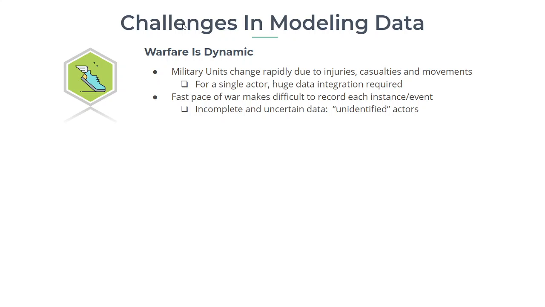Also, when the war took place, it took place at a really fast pace and it was really difficult to record each instance and event. So as of now, we have incomplete and uncertain data. We have unidentified actors, to be exact.